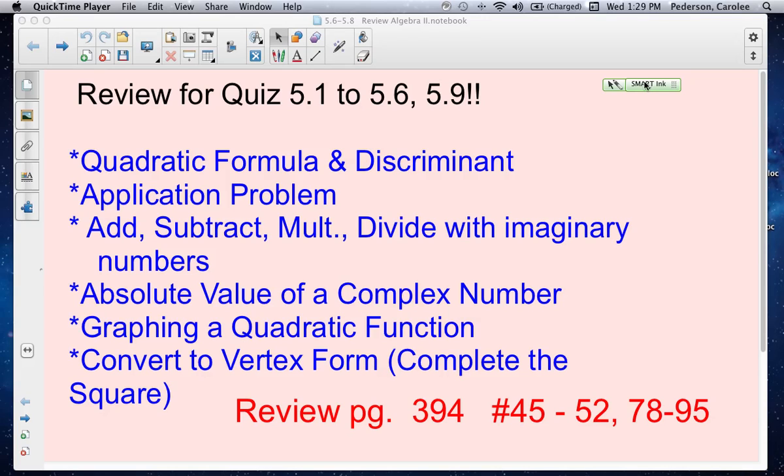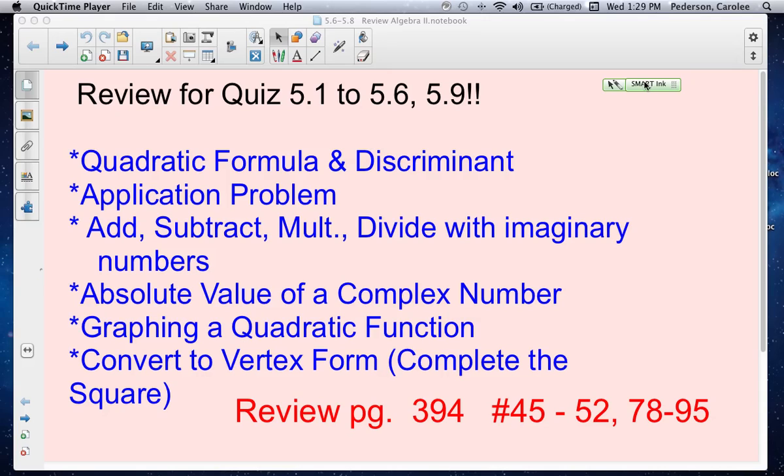If you have a negative underneath the radical, that discriminant is a negative. That means you have a complex zero. There will be an application problem on there, like a word problem, dealing with quadratics.